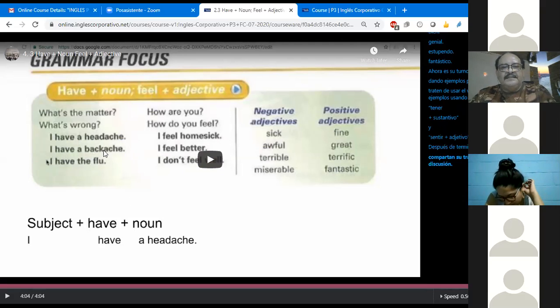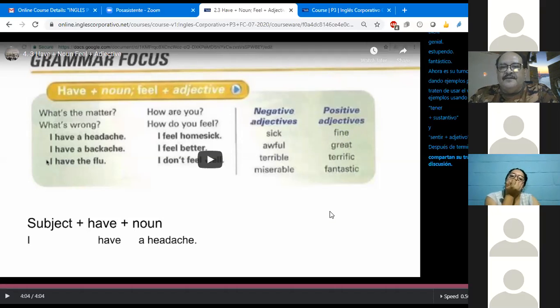Okay, so all these are expressions or phrases so that you can express how you feel in a negative form or in a positive way, right? For example, at the end of the video, you say I feel sick, I feel awful, I feel terrible, and I feel miserable. So this is very, very bad. These are negative feelings. This is when we feel not good. And on the right here, we have the positive ones.